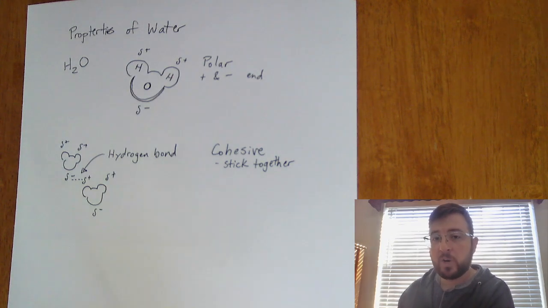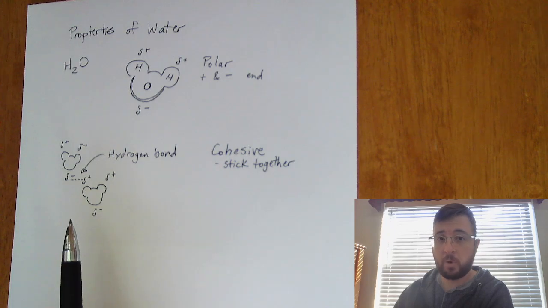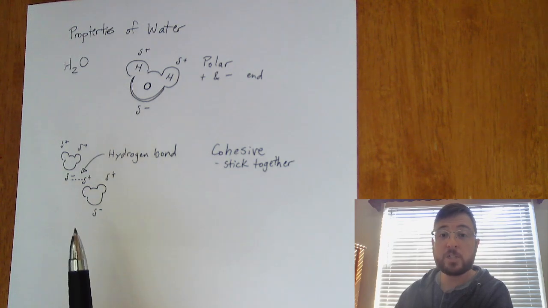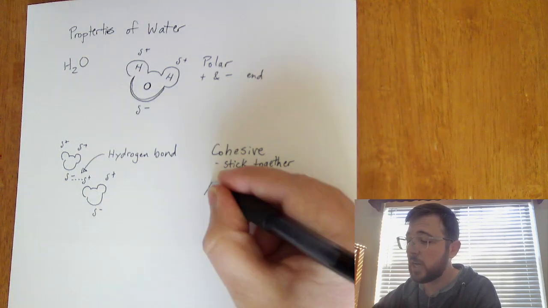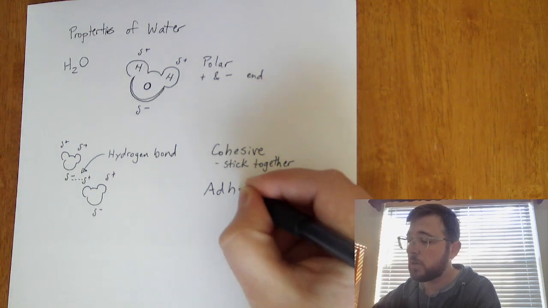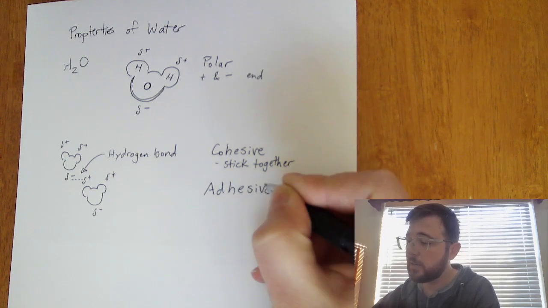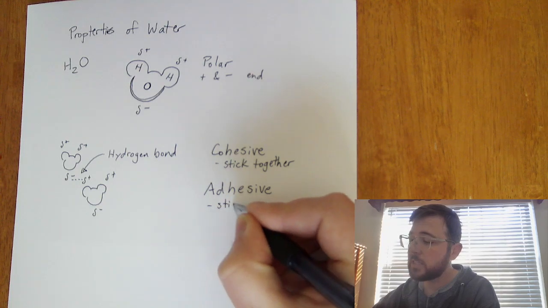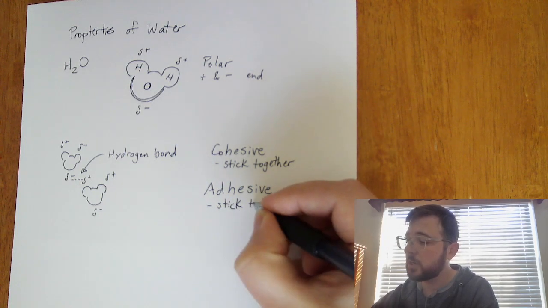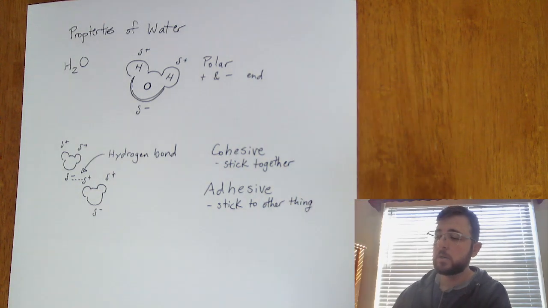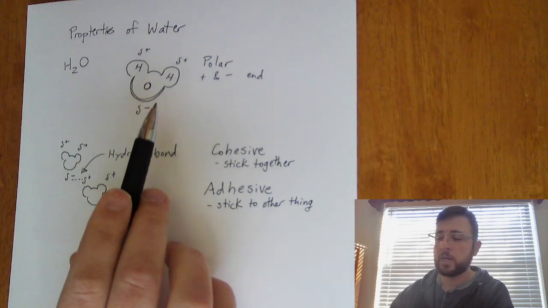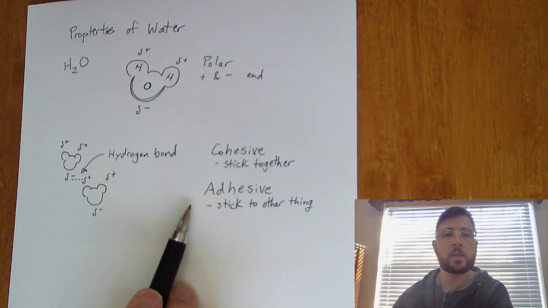But not only does water want to stick to itself, it also wants to stick to other things, because these hydrogen bonds formed by the polar nature of water will cause it to interact with other molecules and want to stick with them, and that's called adhesion. So water is adhesive. Like adhesive tape, it wants to stick to other things. So water is polar, causing it to be cohesive and adhesive.